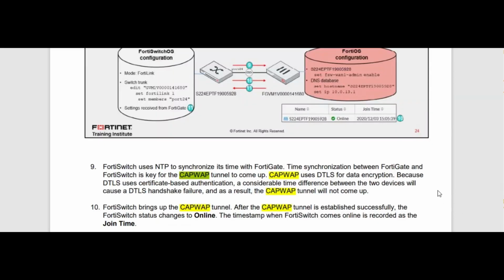Another reason to have a working time synchronization setup is that FortiSwitch does not retain its time after a reboot. When the FortiSwitch is rebooted, the time on the switch is reset to the default Unix epoch time.